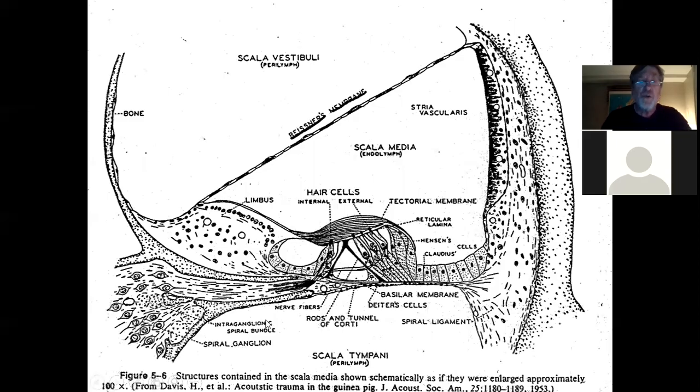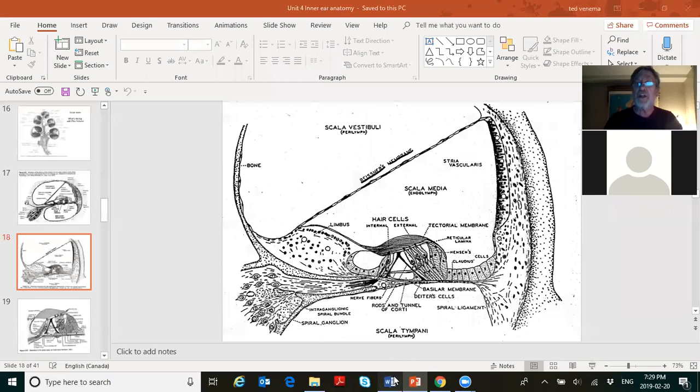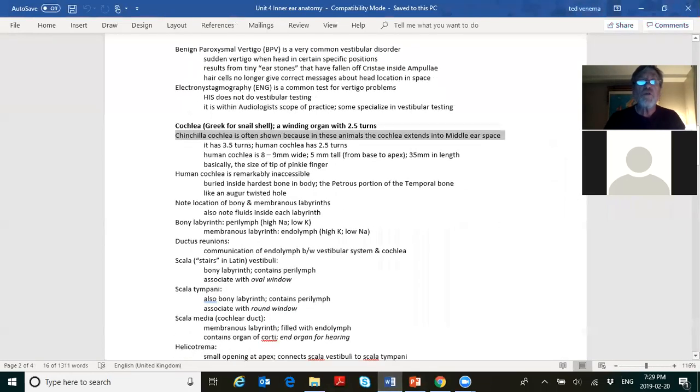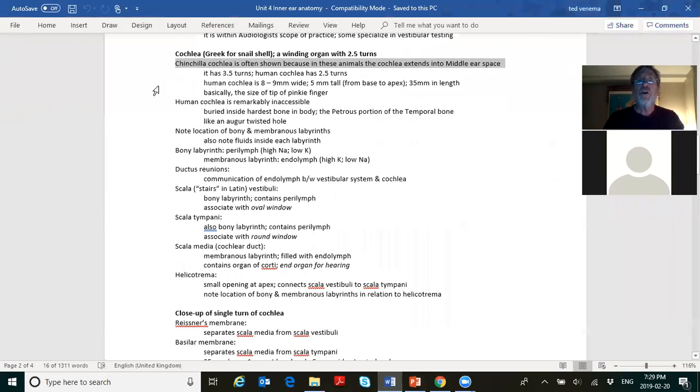Okay, let's look at our notes now, and we can get out of here for tonight. Human cochlea. Don't worry about the size. I'll just tell you. How big is the human cochlea? About the size of the tip of your finger. About the size of your fingernail. About the size of your eardrum. About the size of your middle ear space. Small. Smaller than a sugar cube.